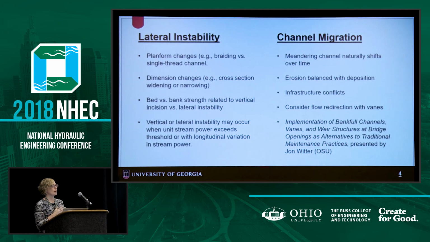Over on the right-hand side, we have lateral channel migration. So this is when you have a naturally meandering channel, and it naturally shifts over time. The difference is you have erosion on the outside of your meander bend, but this is balanced by deposition to the point bar on the inside. We would call this dynamic equilibrium. So this is a natural process. It's not a bad thing, but you do run into problems if you decide to put a bridge or a culvert at one of these kinds of channels. So this is really not a sediment transport problem as much as it is a flow direction problem.